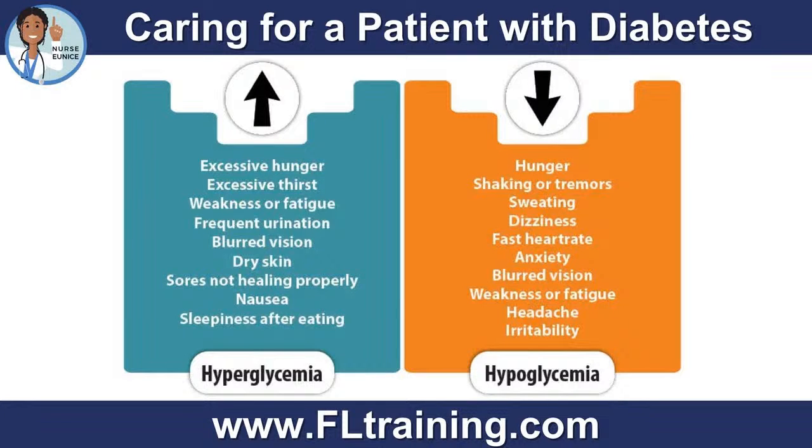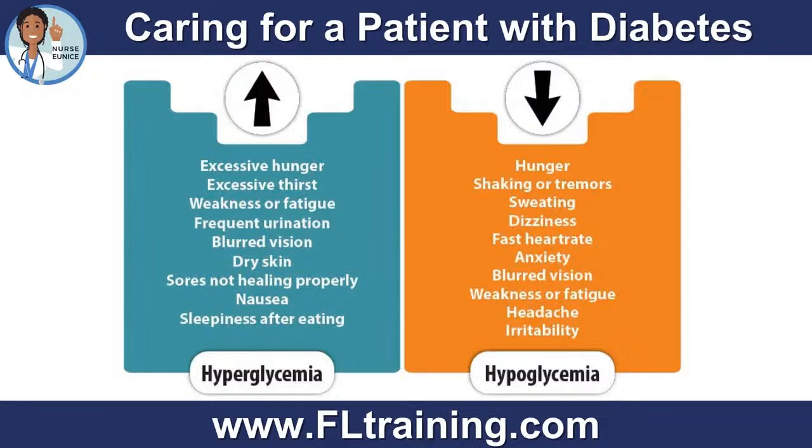And it's kind of hard to see, but you can always come back to this slide later and just review it. But we have the differences between hyper, that's with the arrow going up, and hypoglycemia, and that's on the side with the arrow going down. So hyperglycemia: excessive hunger, excessive thirst, weakness or fatigue, frequent urination, blurry vision, dry skin, sores that are not healing properly, nausea, sleepiness after eating.